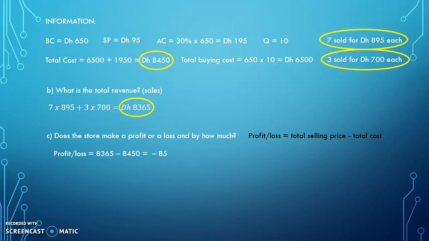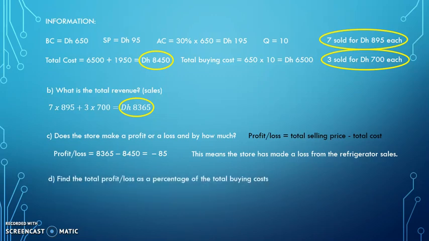So the profit is 8,365 minus 8,450, which is minus 85. So what does this mean? Well, it means that the store has made a loss from the sale of the refrigerators.